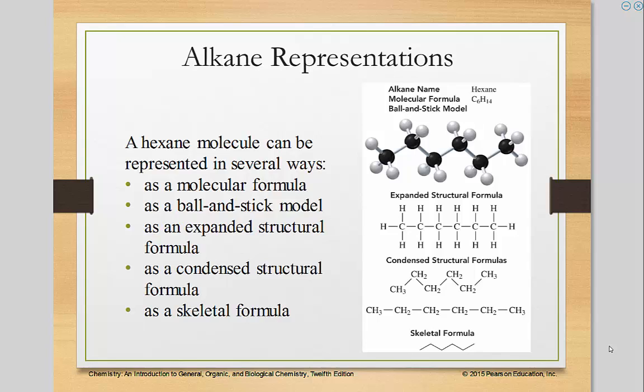All right, so there are several different ways you can write these out. We have the simple molecular formula where you just say what it is. We have the ball and stick, which is essentially models. Expanded structural, where you draw every single line. Condensed structural, where you just write the hydrogens, and then the skeletal, where you don't write any of the hydrogens in. You just know that there are 1, 2, 3, 4, 5, 6 carbons there, and then you have to figure out how many hydrogens are missing.